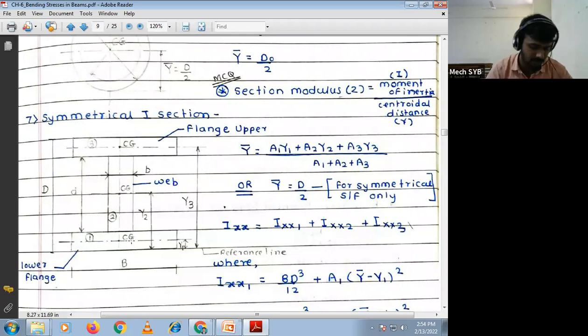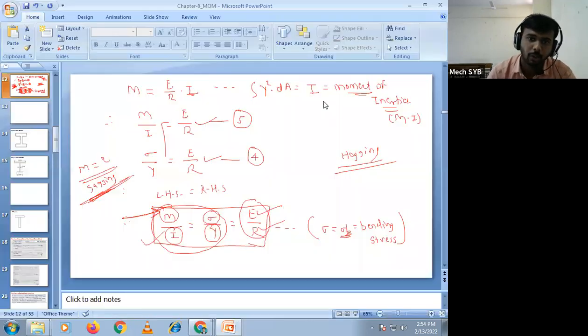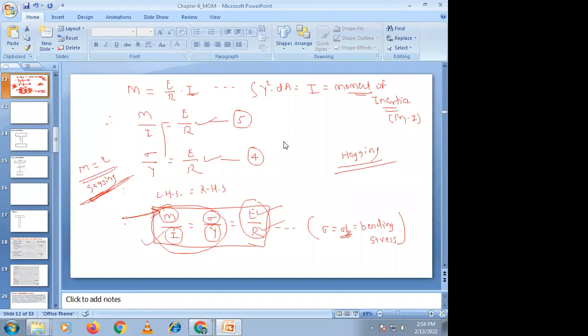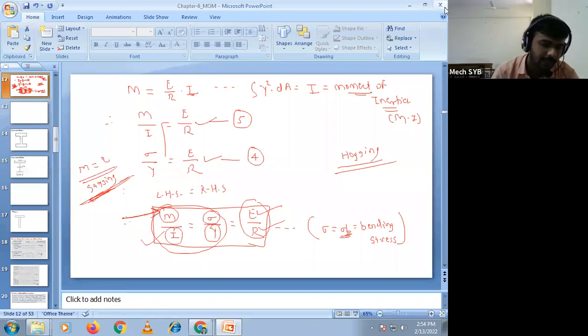Okay, so with this today we will stop here. Remaining part we will take in the next lecture. Okay, so those who are attending online, have you taken all the list of the formulas for the common sections in your notebook? Yes, sir. Yes, sir. Okay, so with this, today we will stop. Remaining sections we will take in the next lecture.